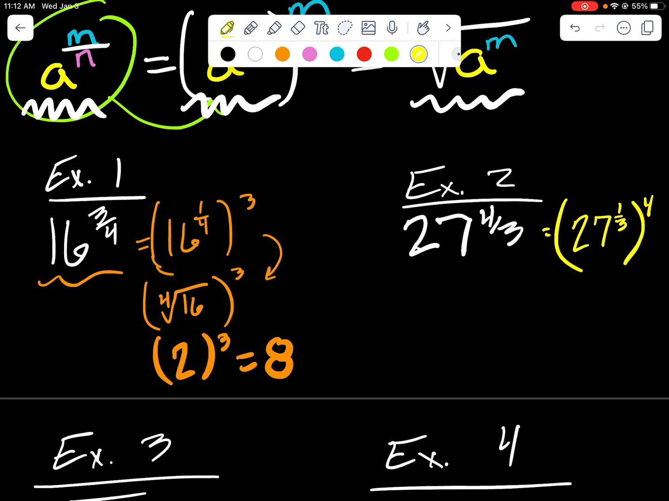Remember, this would be the exact same thing as saying the cube root of 27 to the 4th power. Well, the cube root of 27, or 27 to the 1/3, what can I multiply 3 times by itself to get 27? 3. What's 3 times 3 times 3 times 3? Well, that would be 81.